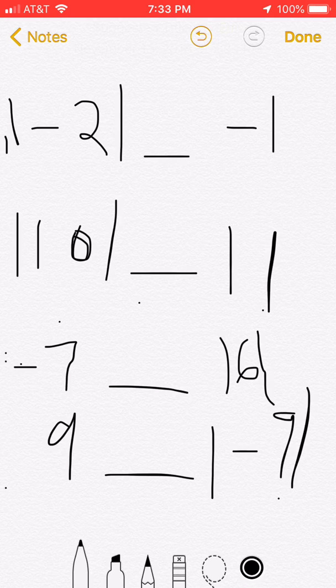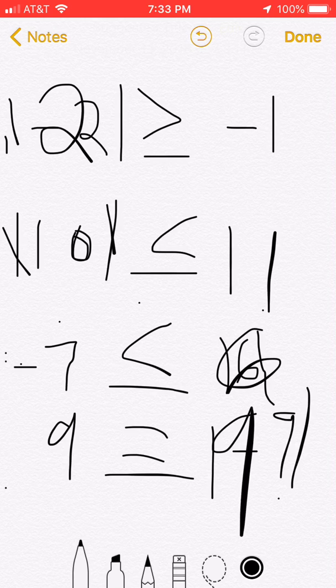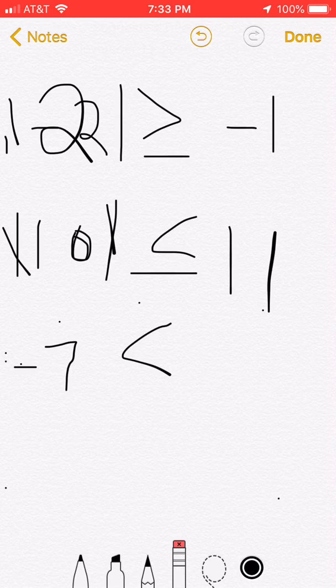All right, so hopefully you've solved it. The absolute value of -2 is basically 2, and 2 is greater than -1. The absolute value of 10 is 10, and 11 is greater than 10. The absolute value of 6 is 6, and 6 is greater than -7. And the absolute value of -9 is 9, and 9 and 9 are equal. So that's how you solve that.